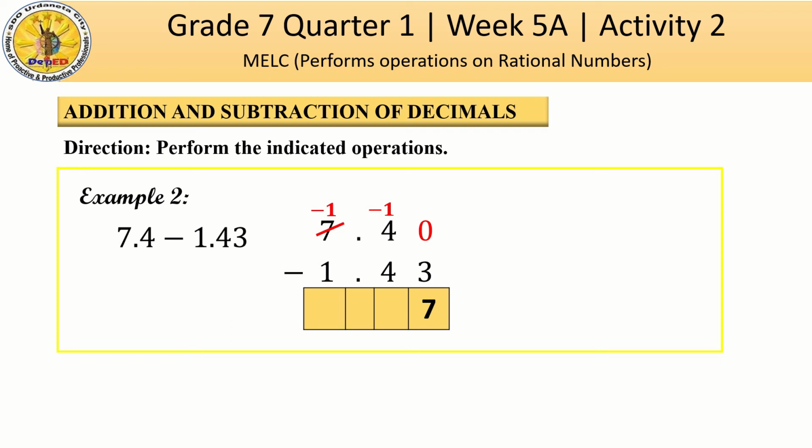3, we need to borrow 1 again from 7. We have there 13. 13 minus 4, we have 9. Since minusan natin yung 7 ng isa, we have 6 minus 1. 6 minus 1, the answer is 5. So 5 and 97 hundredths.